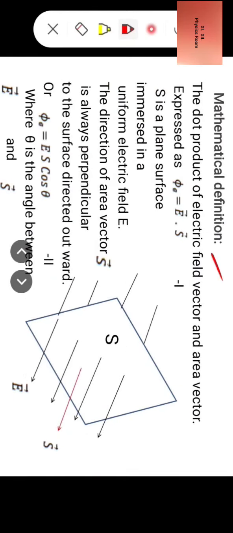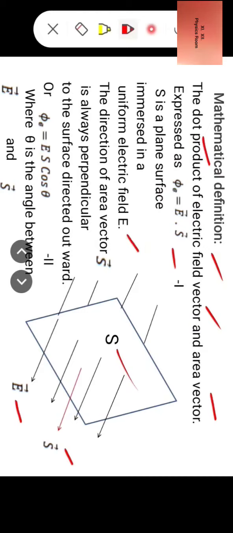And now the mathematical definition of electric flux. The dot product of electric field vector and area vector is defined as electric flux, mathematically expressed as phi E is equal to E dot S, where phi E is electric flux, and S is a plane surface immersed in a uniform electric field E.